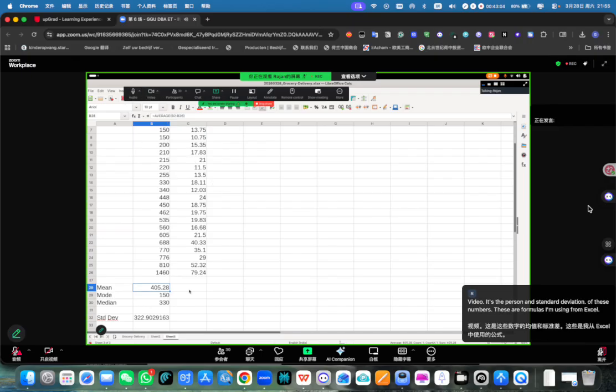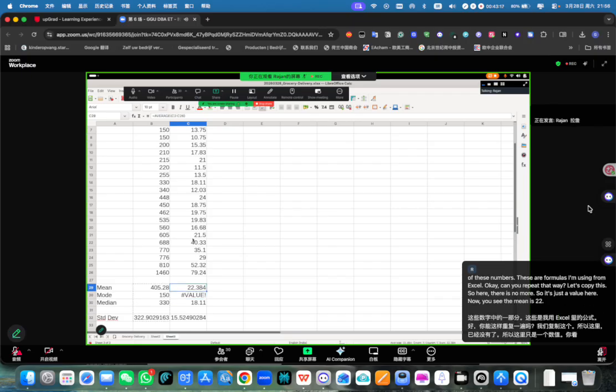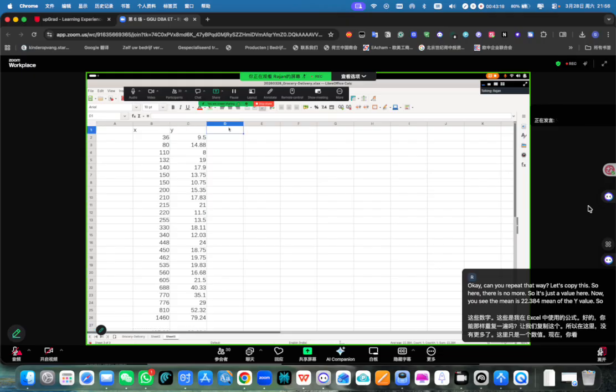Okay, let it be that way. Let's copy this. So here there is no mode, so it's just a value here. Now you see the mean is 22.384, the mean of the Y value. So what I am saying is Y prediction, okay, no X. I'm predicting Y without using X.